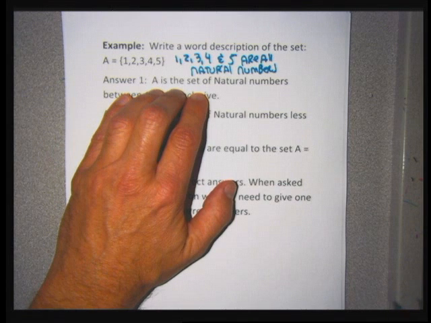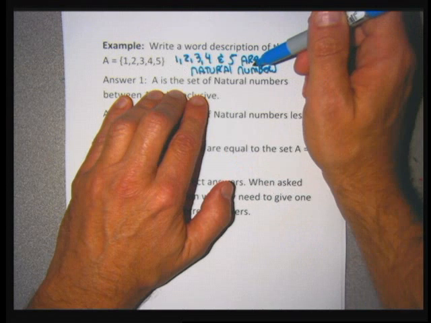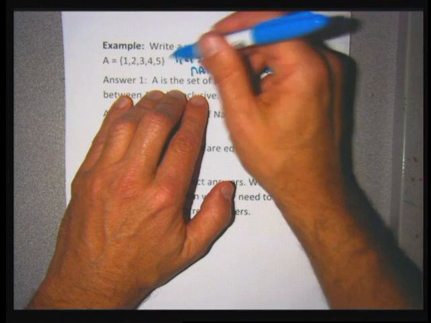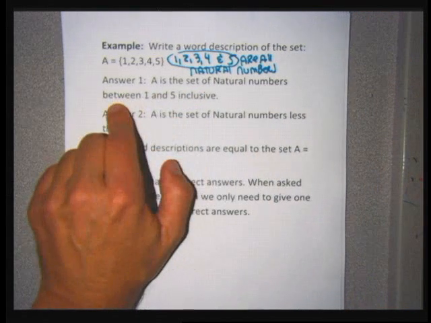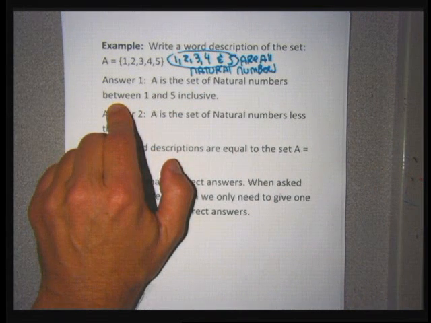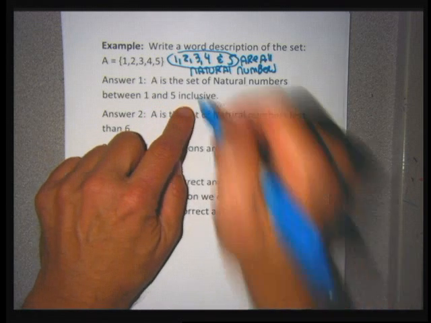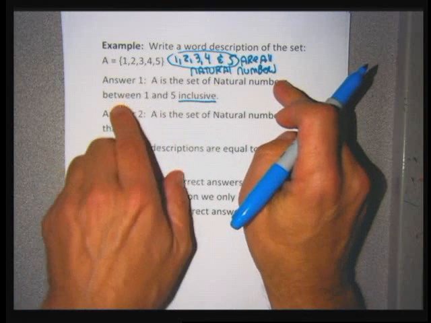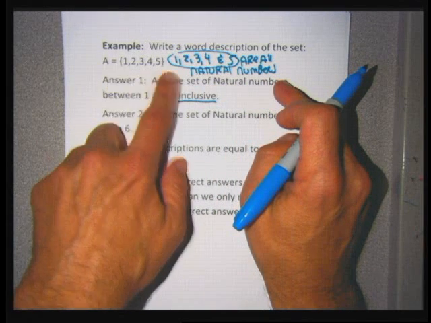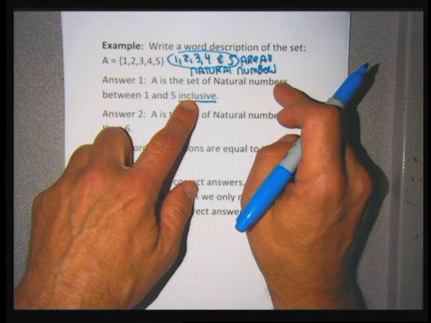So I knew I wanted to include the words "A is a set of natural numbers," and now I needed to include some words to limit the natural numbers to the numbers between 1 and 5. And I use this as one way to describe this, because when I said the set of natural numbers between 1 and 5 inclusive, it means it includes the first and the last number mentioned. So it's natural numbers between 1 and 5. The natural numbers between 1 and 5 are 2, 3, and 4. And the word inclusive means it includes the 1 and the 5.